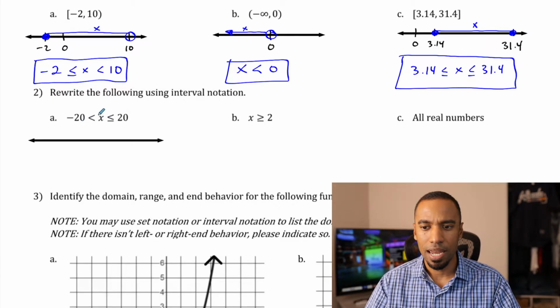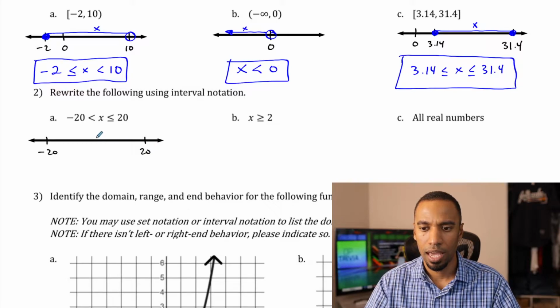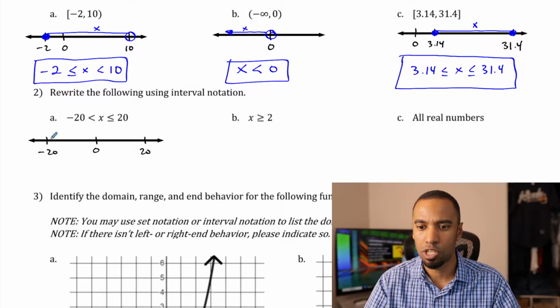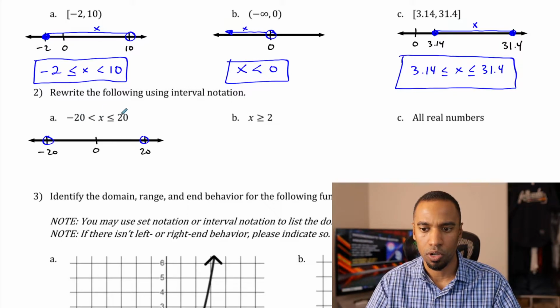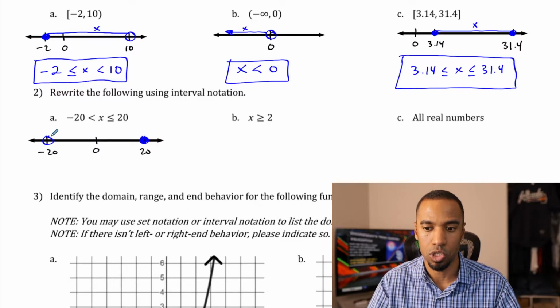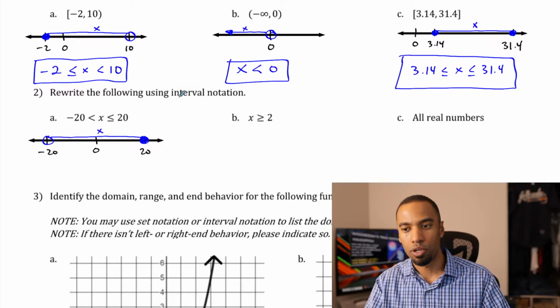All right, X is between negative 20 and 20. So here's negative 20, here's 20. Hey, here's 0, just for good measure. And X is in between them. Now, negative 20 is not included, so I'll do an open circle. 20 is included. It's also equal. X can be equal to it, so I'll put a closed circle there. And there's your X.